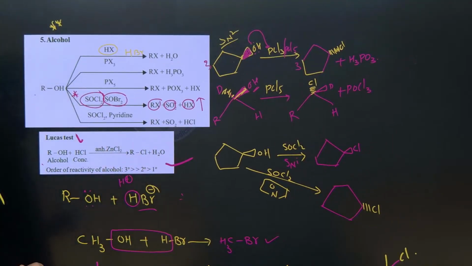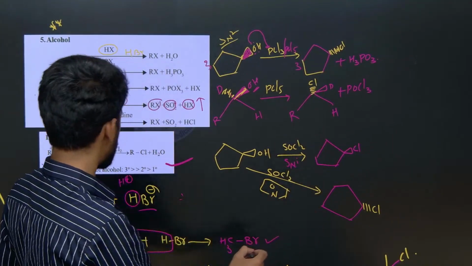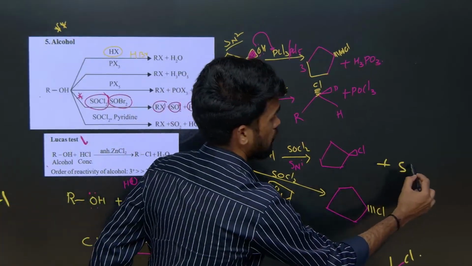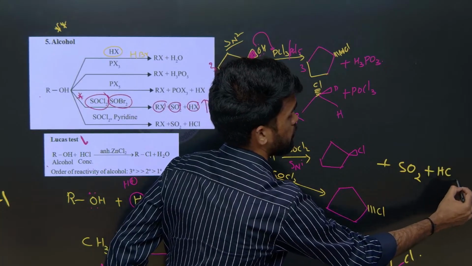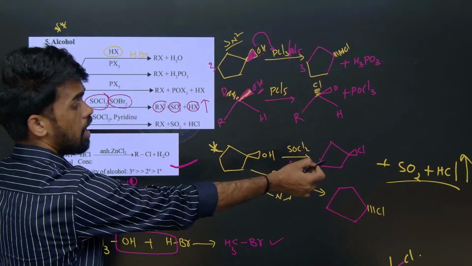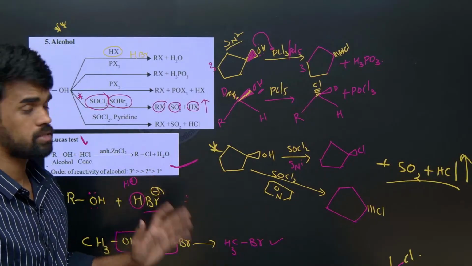What are the byproducts formed in both of these cases? It is SO2, which is a gas, and HCl, also a gas, which can be easily removed. This is the best method for preparation of alkyl halides from alcohols.